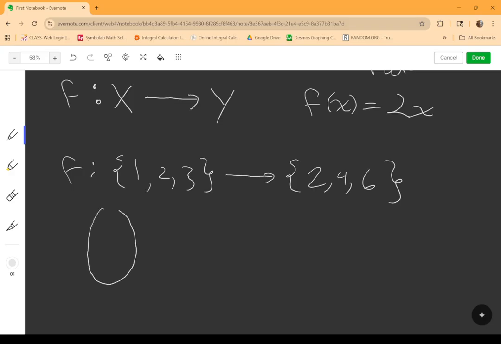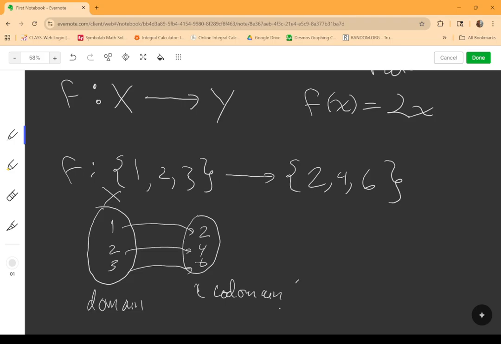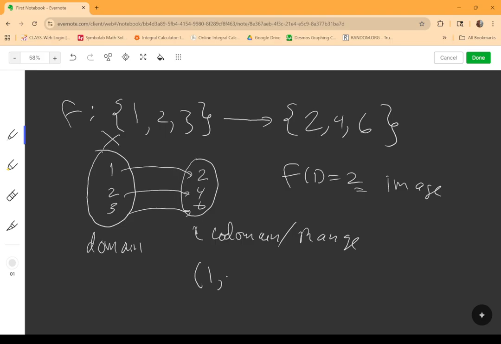Now, if we take the set x, 1, 2, 3, it's called the domain. The set of all inputs is the domain. The set of all outputs, 2, 4, 6, if we're mapping these, is usually called the codomain or range. Now if we talk about one particular instance, like 1 gets mapped onto 2, so f of 1 is equal to 2, this value 2 is the image of 1 under the function. We can pair it like an ordered pair. This is different than a set, because as the name says, it's an ordered pair. Whereas with a set the order doesn't matter, for an ordered pair it is very important, hence why it's called an ordered pair.